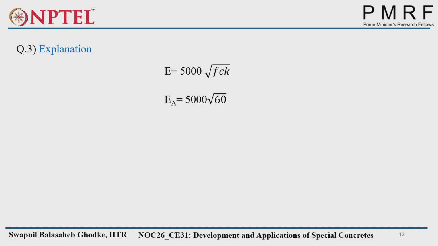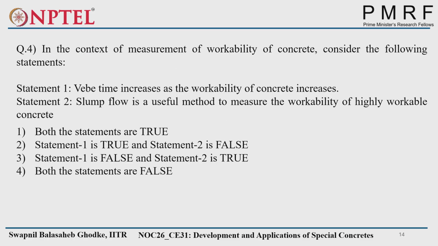We have the formula 5000 into under root of FCK, right? So 5000 into under root of 60 for EA, and 5000 under root of 30 for EB, and the ratio will come into EA by EB. 5000 gets cancelled, under root of 60 by 30. So it will come to EA by EB equals root 2. Yeah, you missed the root, it seems. So the answer will be root 2. This is the formula given by the IS code. If you know the characteristic strength, we can easily identify the modulus of elasticity based on this formula.